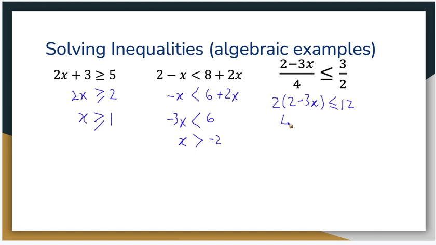So we expand it out. And now we have negative 6x is then 8. So divide by negative, so we need to reverse. That is negative 1 and 1/3. The answer must be a mixed number.